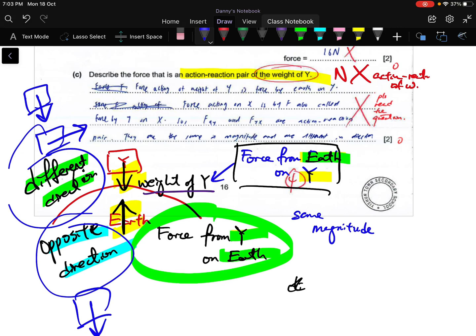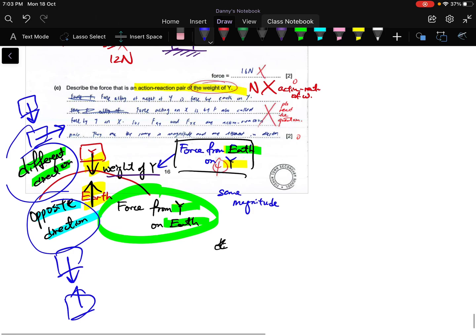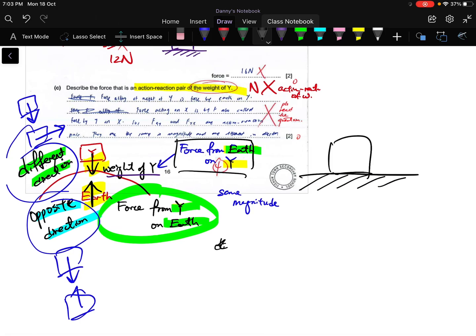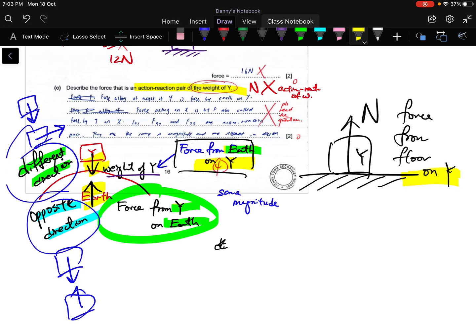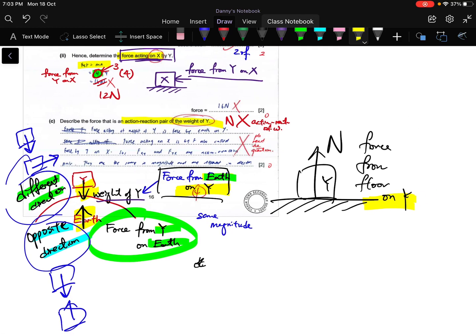Okay, so like I said, the weight action-reaction pair is not your normal contact force. If you think about it, what is normal contact force? Normal contact force basically is the force from the floor on the object Y. Can you see that it is still acting on the object Y? Okay, so they can never be the action-reaction pair when both of them are acting on the same object. If you are still not getting this, please seek help from your teacher. You are supposed to find out what you don't know before the exam so that you prepare for the exam. Okay?